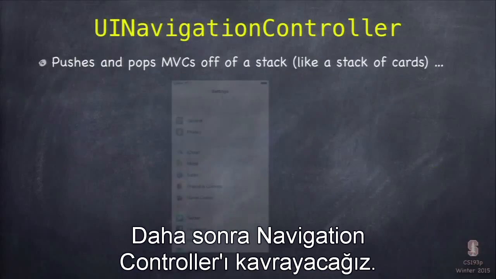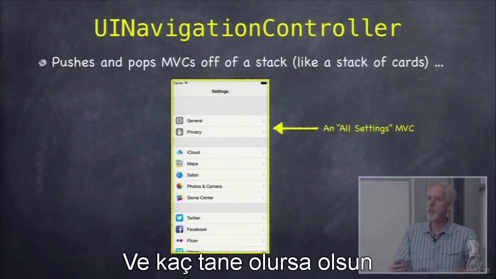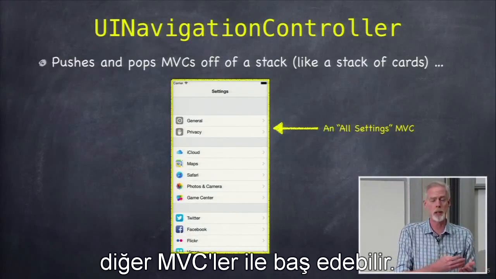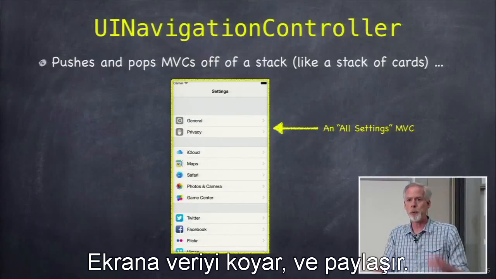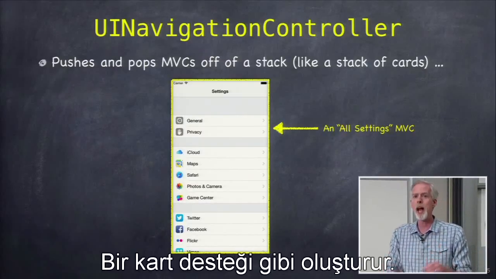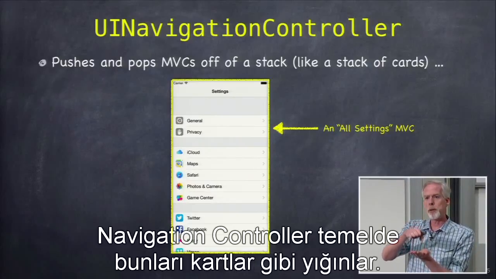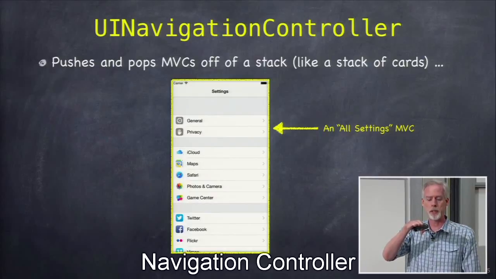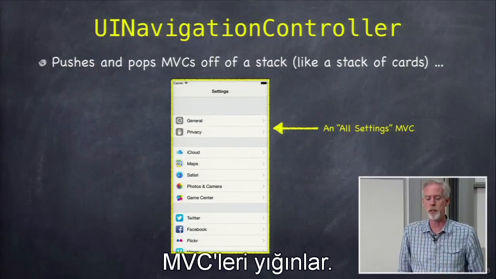So we're going to pick up now with navigation controller. Navigation controller is just yet another MVC whose view is multiple other MVCs, and navigation controller can handle any number of other MVCs. Okay? And it puts them on screen. It shares the screen instead of putting them side by side or putting them with the tabs. It puts them like a stack of cards. Okay? So navigation controller is basically stacking them like cards, and you can only see the one on top. That's how navigation controller shares the small screen space between multiple MVCs. So it's going to stack these MVCs up.